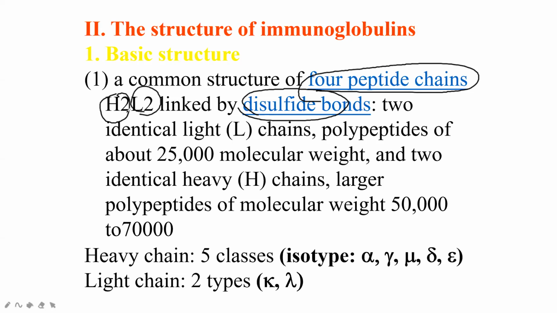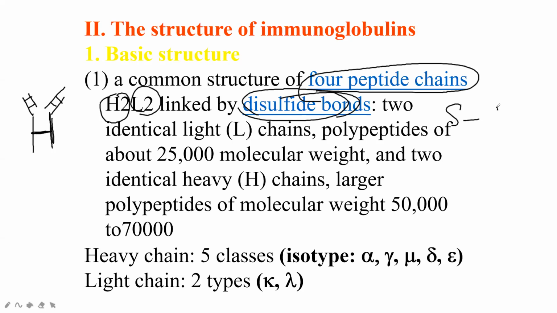Here the light chain, the heavy chain outside, the heavy chain. This connection is the disulfide bond. Light chain connects with heavy chain through a disulfide bond. Clear? So the light chain and heavy chain are connected with each other with the help of the disulfide bond.